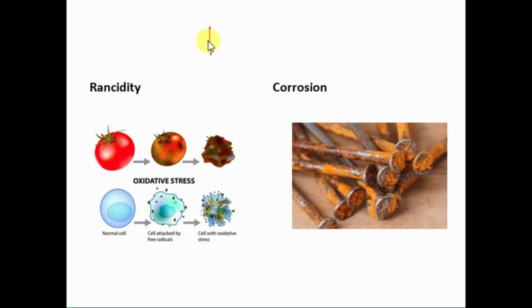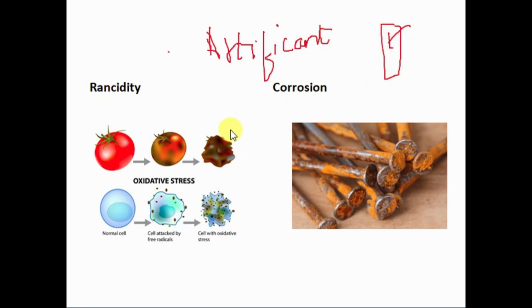Antioxidants are of two types. One is artificial and one is natural. Artificial antioxidants are added to the juices which you buy from shops. And you also have natural antioxidants, and they will increase the life of whatever you are adding them to. They'll prevent them from rusting.